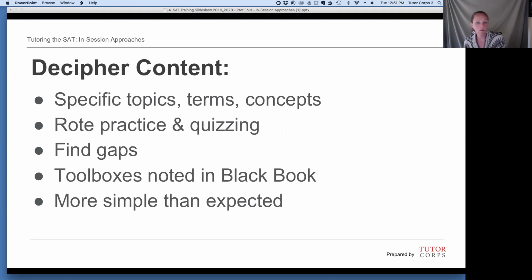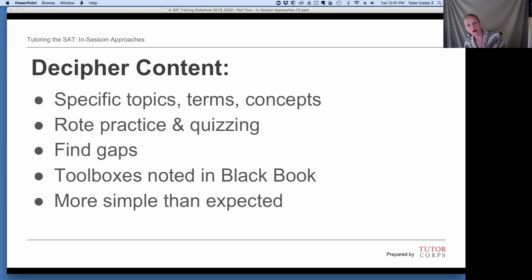Just a reminder, just because the students mastered all the content doesn't mean they'll do well on the test. They need the strategy for that. But they also need the content. So teaching content may involve some rote practice. It may involve some quizzing. It'll probably require you to find some of the gaps by doing some quizzing and testing and filling those in.